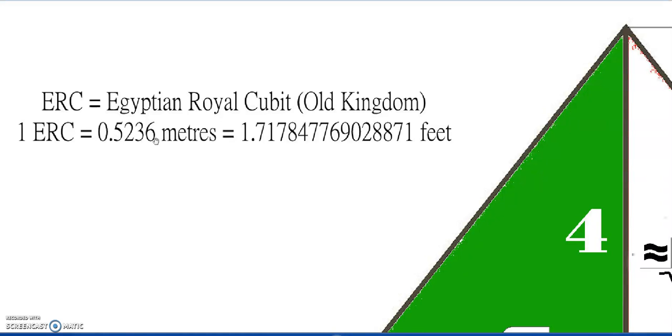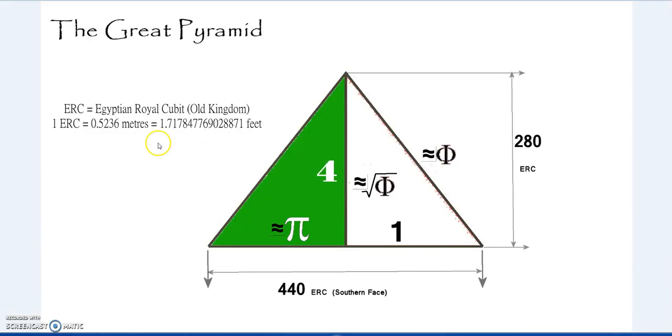So I've rounded it off by 0.001 of a millimeter. That's 1/40th of the thinnest human hair. So rounding it off to 0.5236 meters is infinitesimally small to change. But there is another level of geometry embedded in the proportions, which link to the measurement of the pyramid.